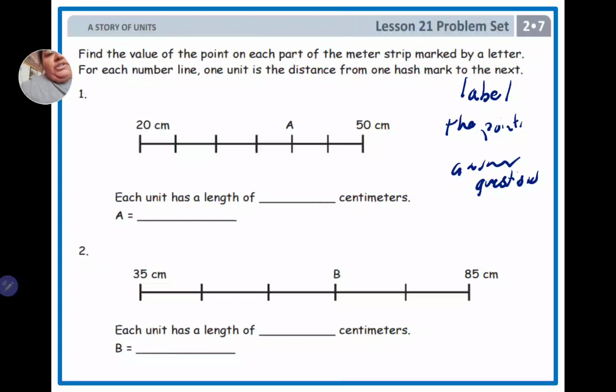Okay, so let's do number 1 together. So I have 20 and I have 50. Now if I do 20, 30, 40, 50, I can't, oops, mom's calling.